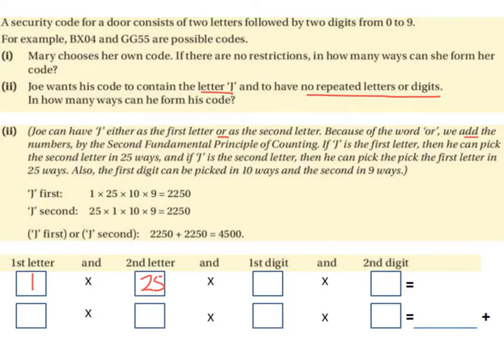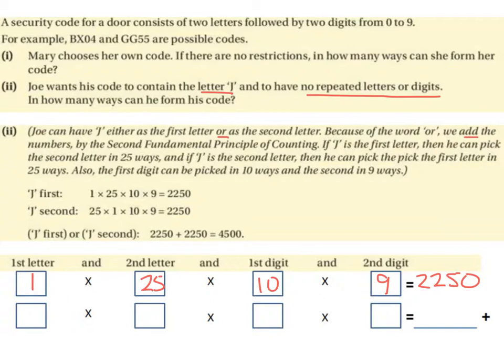So from 0 to 9, we've got 10 options. So we're going to have 10 in this box here for the first digit. And it doesn't matter what digit we actually used, so long as we use one of them. And therefore, we have 9 left over for the second digit. So multiplying 1 by 25 by 10 by 9, we get 2,250.